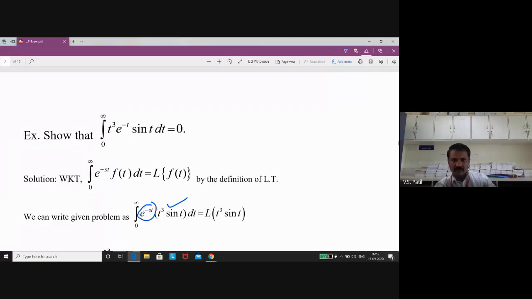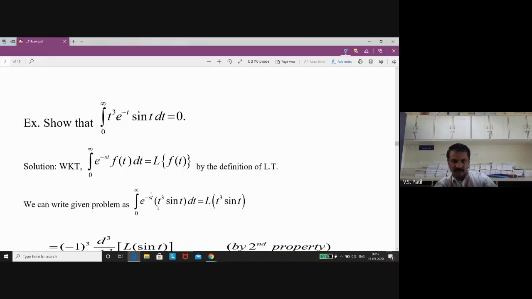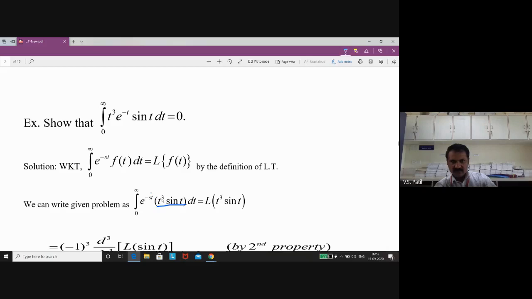Forget about this example now. You tell me how I can write this example now. This one, how can you write? Yes, this is your f of t, t raised to n into sine t. This is t cube into sine t, this is your f of t. Now by the definition, this is your f of t, then it is multiplied by e to the power minus st, limits are 0 to infinity. By this above definition, you can write this entire thing as a Laplace transform of t cube into sine t.